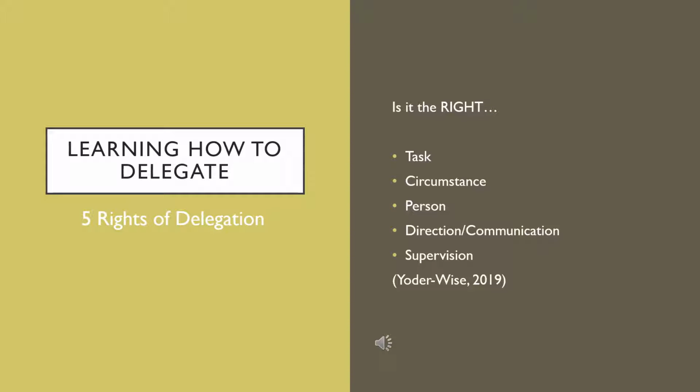Learning how to delegate can be easy, especially if we understand the 5 rights of delegation. This is a tool that can be used to assist in making very effective decisions with delegation. These include the right task, the right circumstance, the right person, the right direction or communication, and the right supervision to perform the role that the delegator is passing to the delegatee.